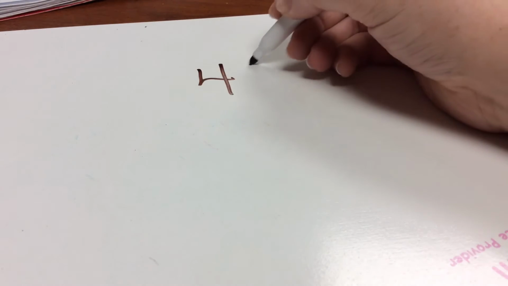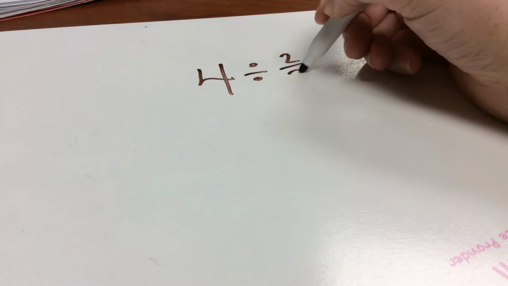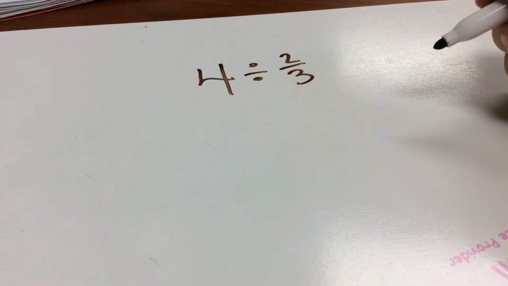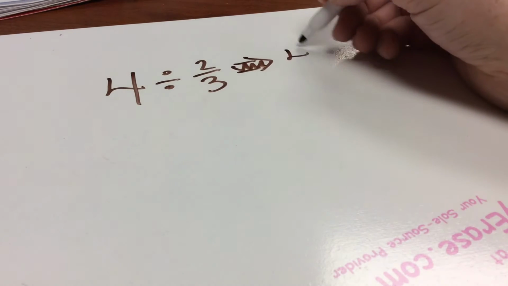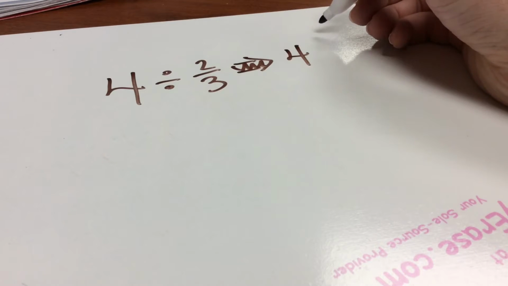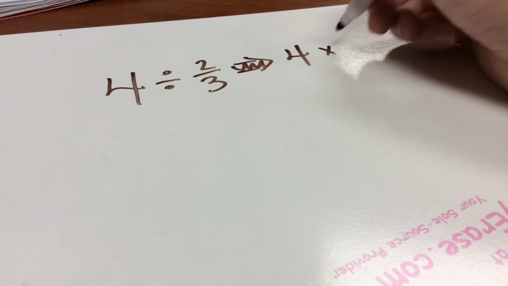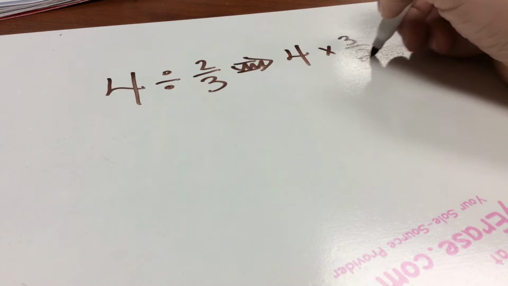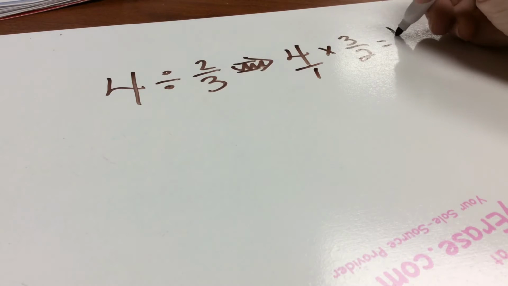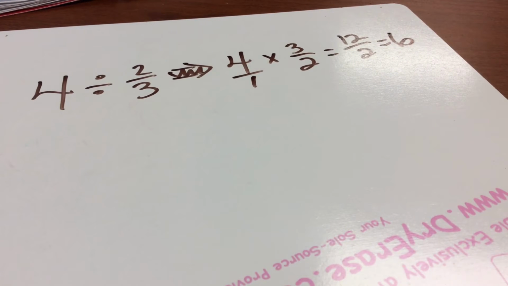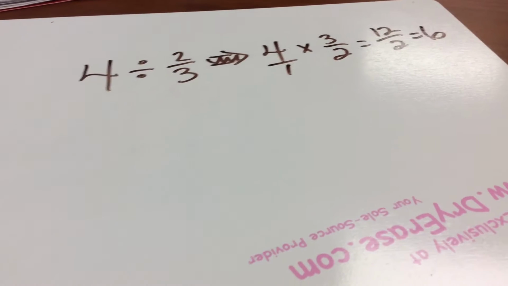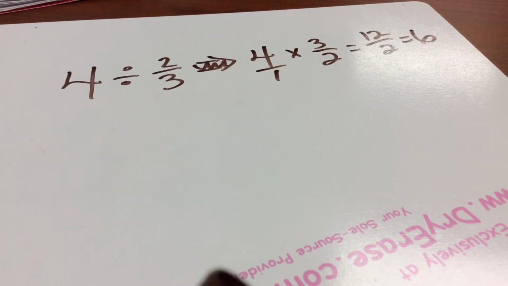Okay, then we have 4 divided by 2/3. Okay, try that one. Now most students will solve this symbolically, so you are going to pause the video and try it. Okay, so we have 4 over 1 times 3 over 2, which is equal to 12 over 2, which is equal to 6. Now if you solve it symbolically, you will get 6.